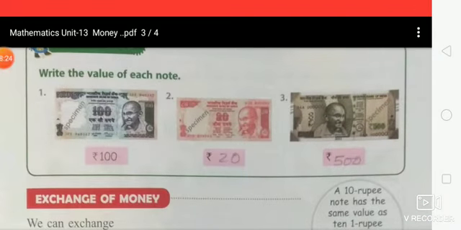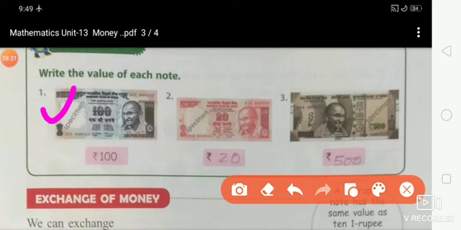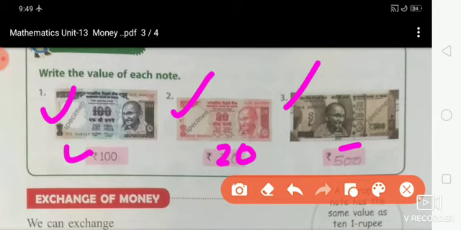Write the value of each note. 100 rupees. What is the note? 100 rupees, 20 rupees and 500 rupees. So write here the number: 100 rupees, 20 rupees and 500 rupees. The 100 rupees note is sky blue in color, the 20 rupees note is red, and the 500 rupees note is grey. Is that clear?